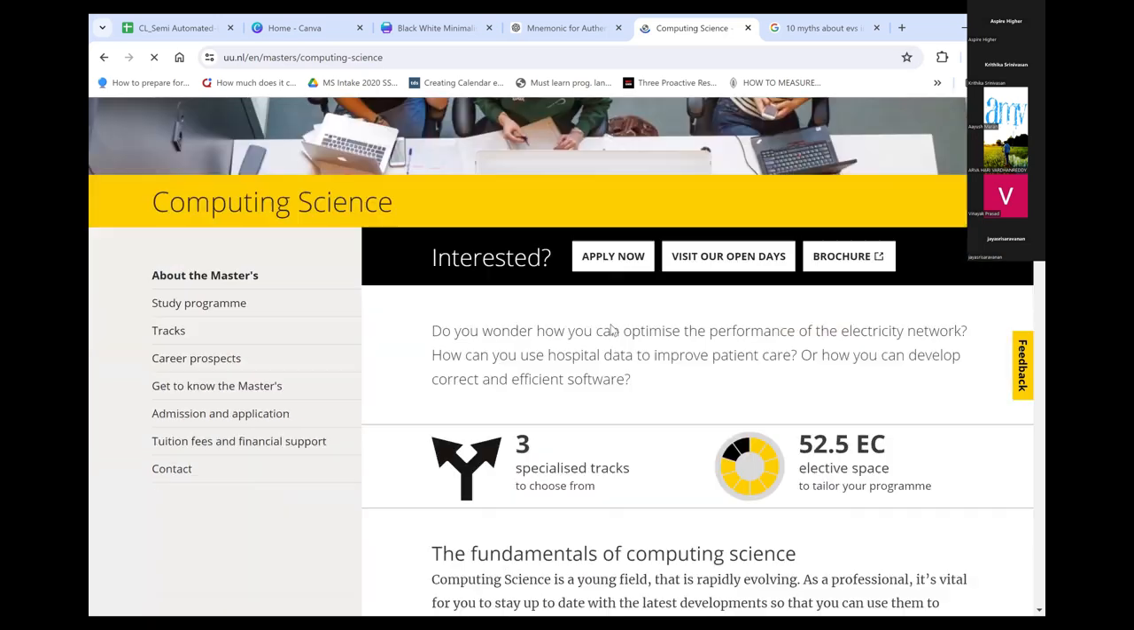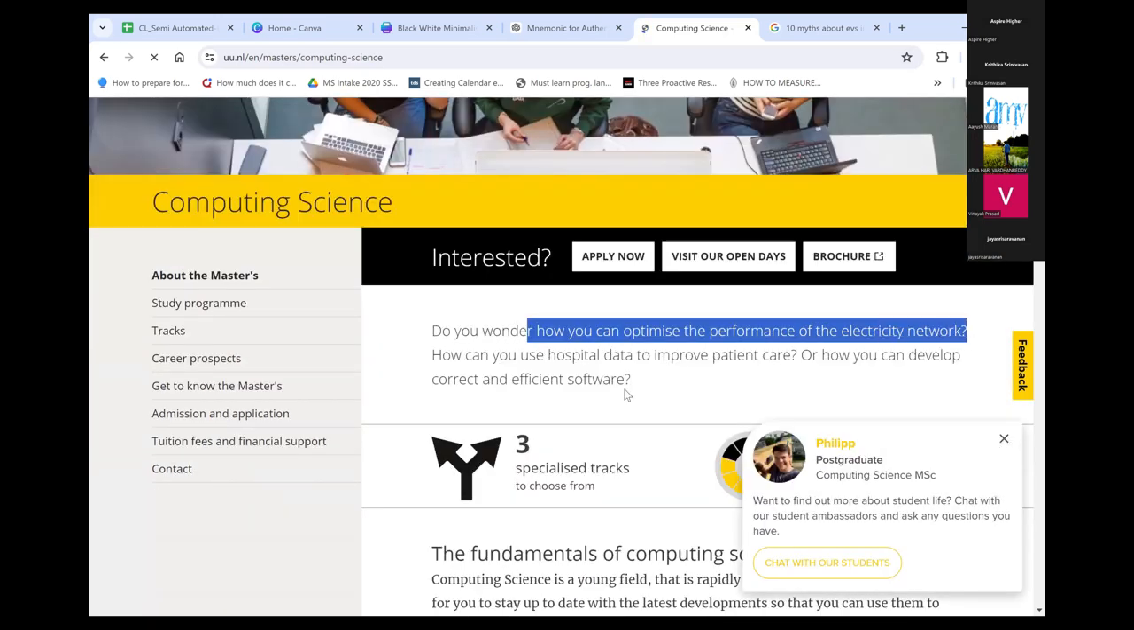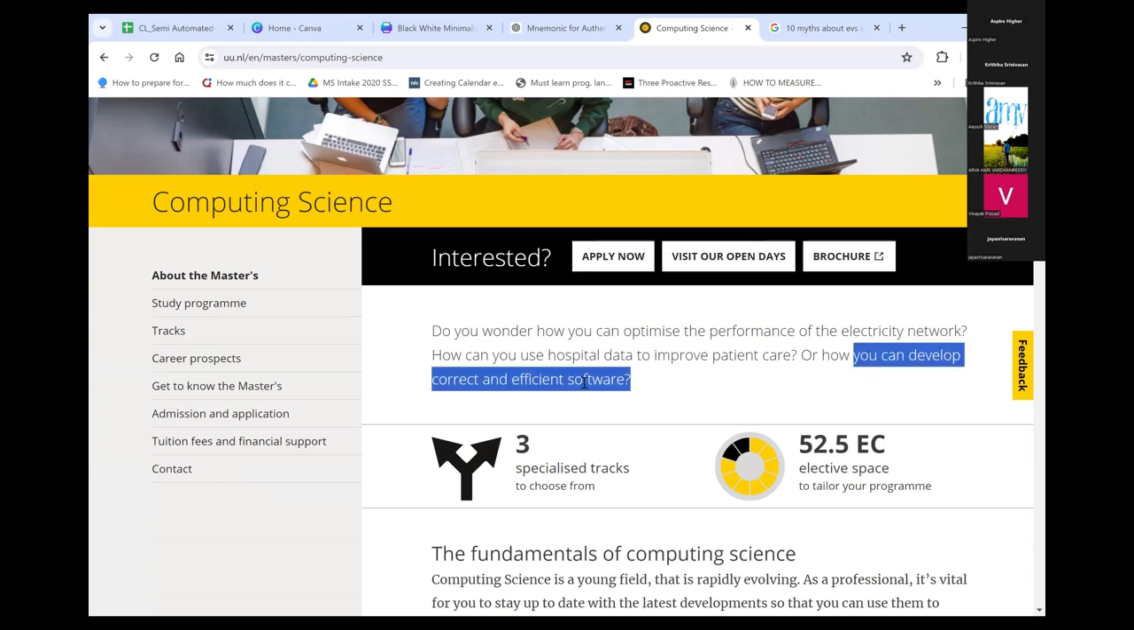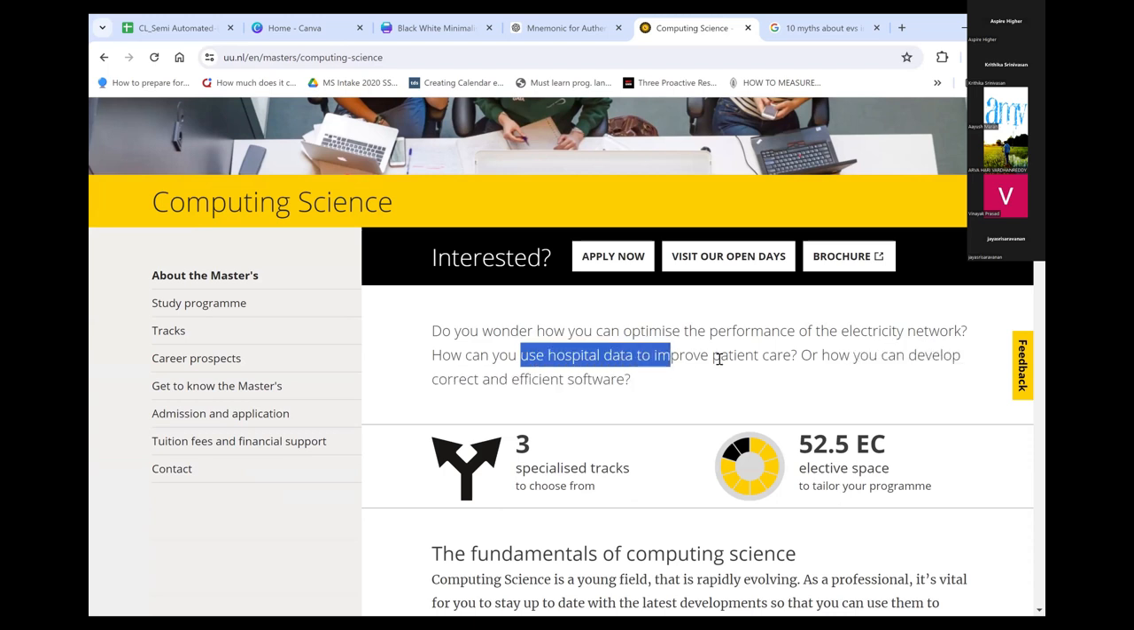Okay. Look at this kind of question. How can I optimize the performance of an electricity network? How can I use hospital data to improve patient care? How can I develop correct, efficient software? Now, this can be a good thinking point for me. Say, for example, I have also worked on a healthcare project. Then I can use this.